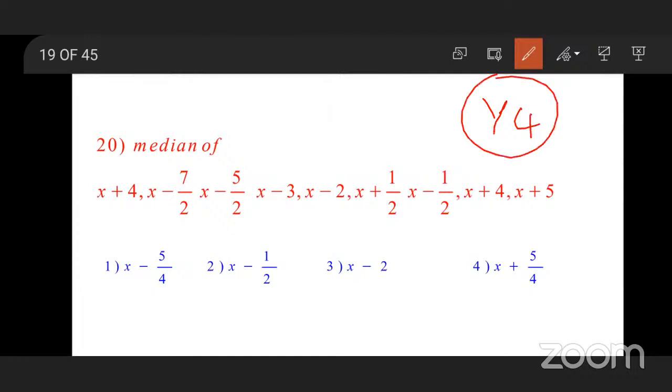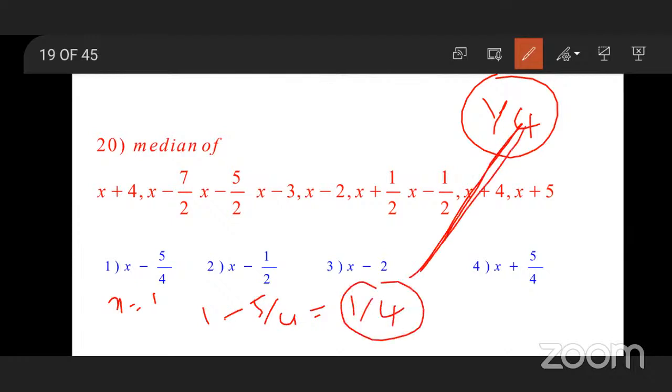Now, given 4 options, put x is equal to 1 only. The first option, put x is equal to 1. What we will get? 1 minus 5 by 4 is equal to 1 by 4. What is our solution of median? Median 1 by 4, here 1 by 4. Therefore, the first option is the correct solution of the given problem.